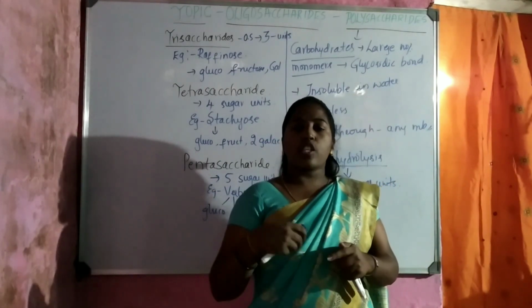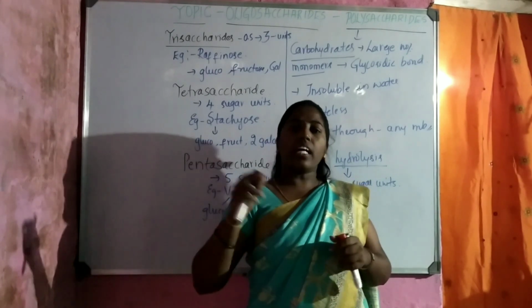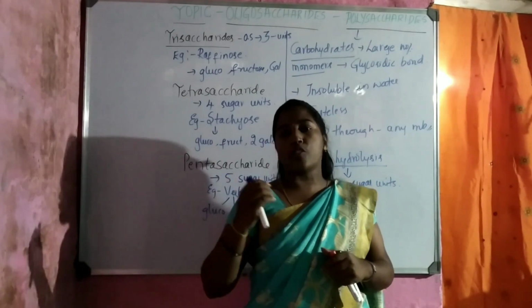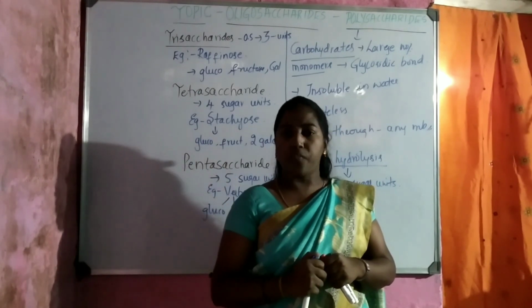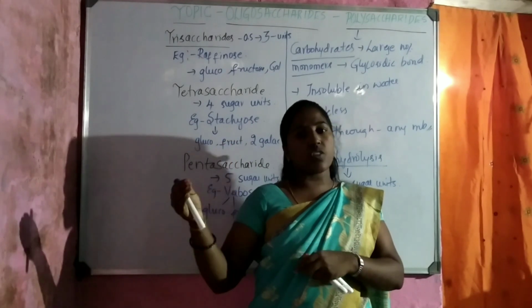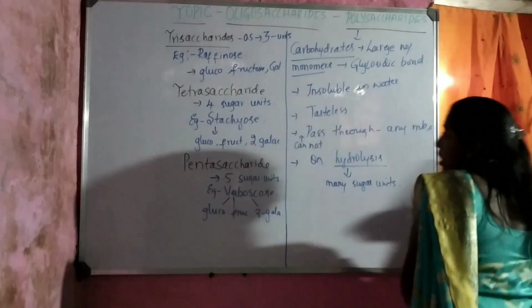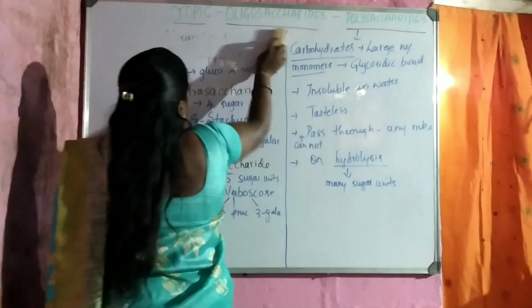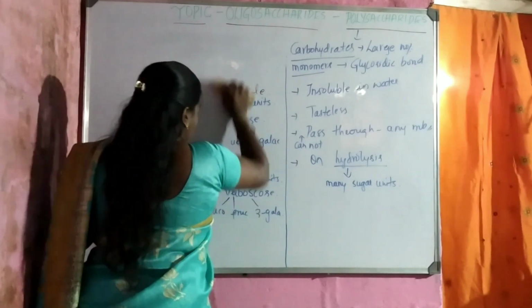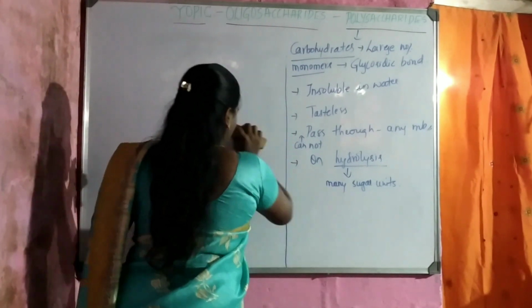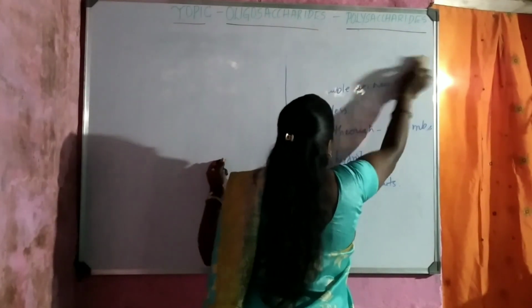Okay. Next, we are supposed to know the classification of polysaccharides. The classification can be done based on its composition, and the other type of classification is based on its function. First, let us see the classification based on its composition. Classification of polysaccharide. First thing is based on composition. Composition means what they are made up of.